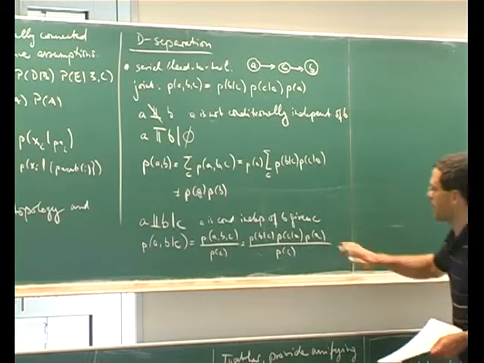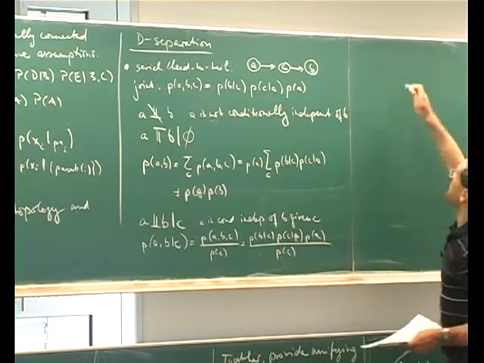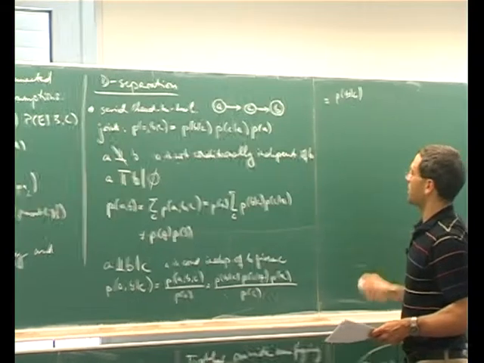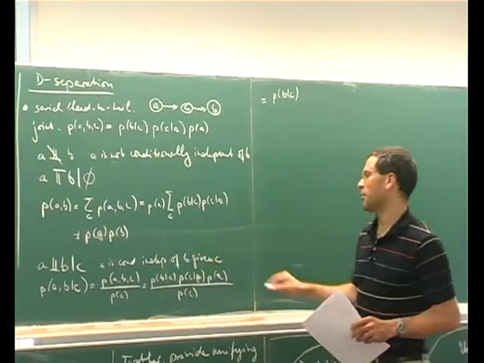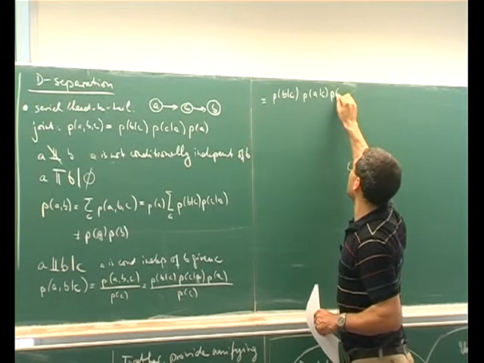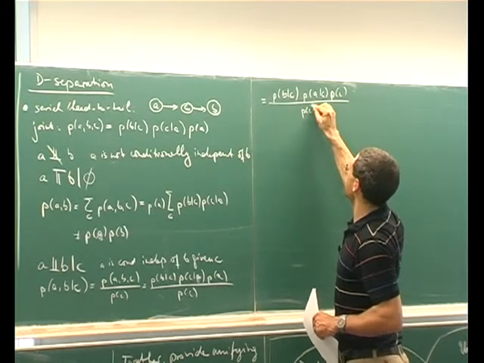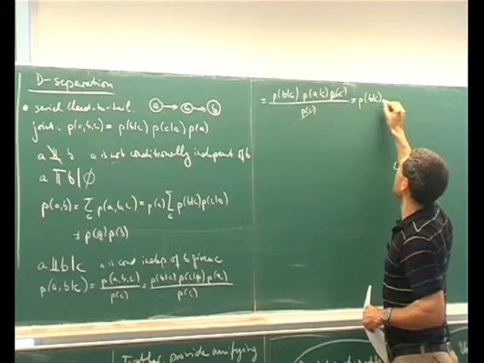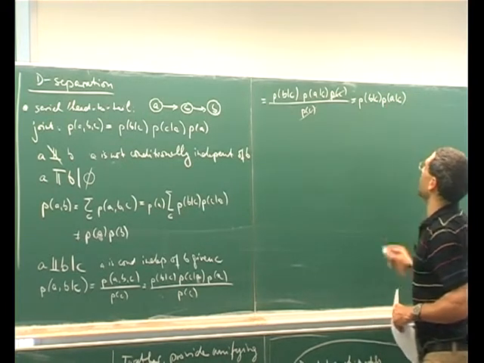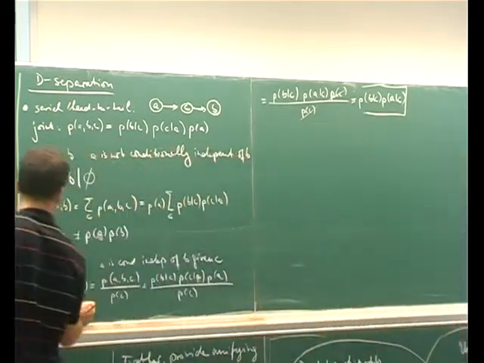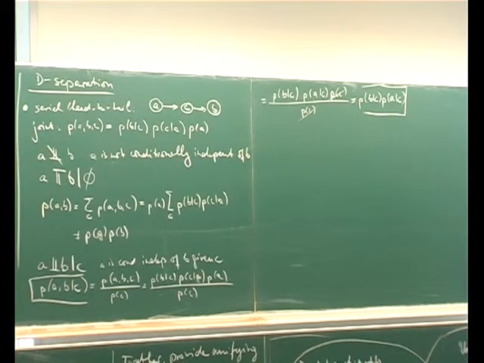And you see, these two together are just the joint probability of C and A, which I can write the other way around as probability of A given C times probability of C. And now we can simplify and write that this is the probability of B given C times the probability of A given C. And if this right-hand side equals that left-hand side, that is the same statement as saying that A is conditionally independent of B given C.